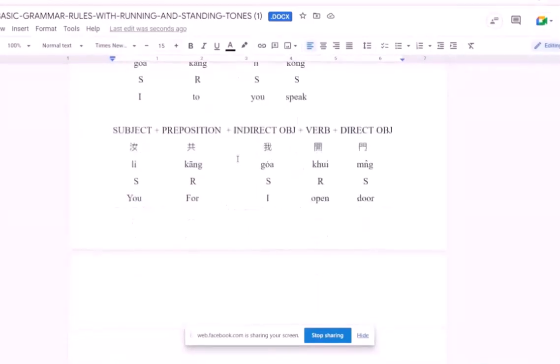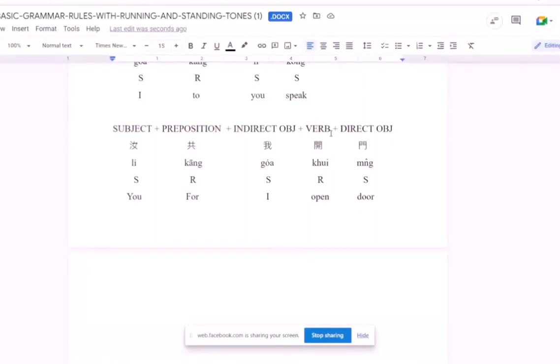Wag kang dikong. And then next we have subject, preposition, indirect object, verb, and the direct object. So we have two objects here. Subject being you, and then for I open door. Di kangwa kui meng.